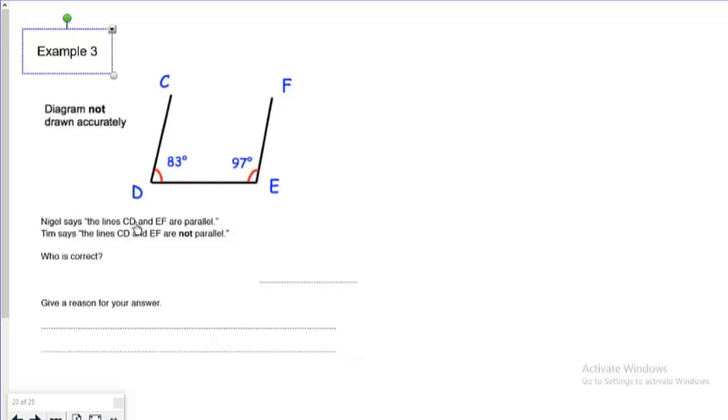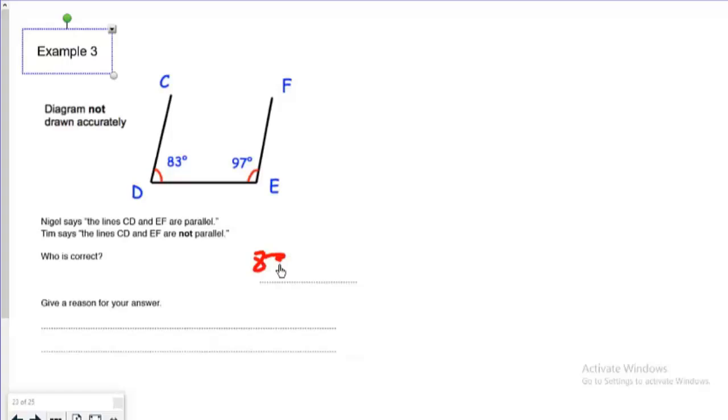Nigel says the lines CD and EF are parallel. Tim says the lines CD and EF are not parallel. Who is correct? Who do you think is correct? Is it Nigel or Tim? Good. So you can use this based on the properties that we have established. If you're able to establish that co-interior angles add up to 180 degrees, then they are parallel. So let's try that and see.